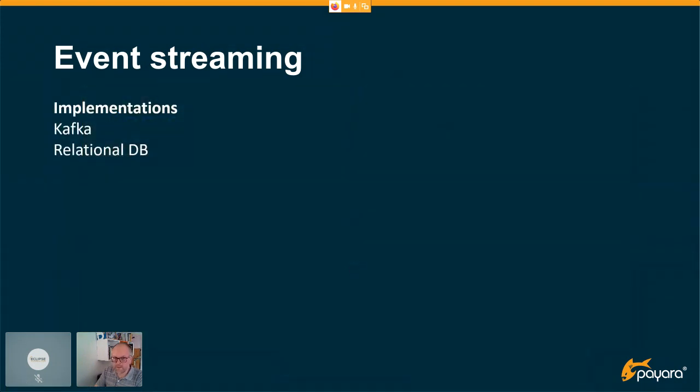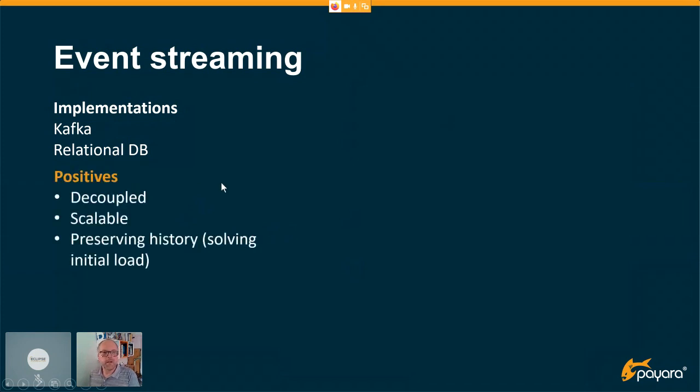We usually see this pattern with Kafka, but there's nothing preventing you from actually making the table in a relational database. Just make sure it is configured properly and that it partitions on the timestamp or something, because it's really hard to delete entries from a table that grows really fast. And similar to messaging, it's decoupled, it scales well. And it preserves history and therefore solves our initial load, or it can serve for auditing purposes as well.